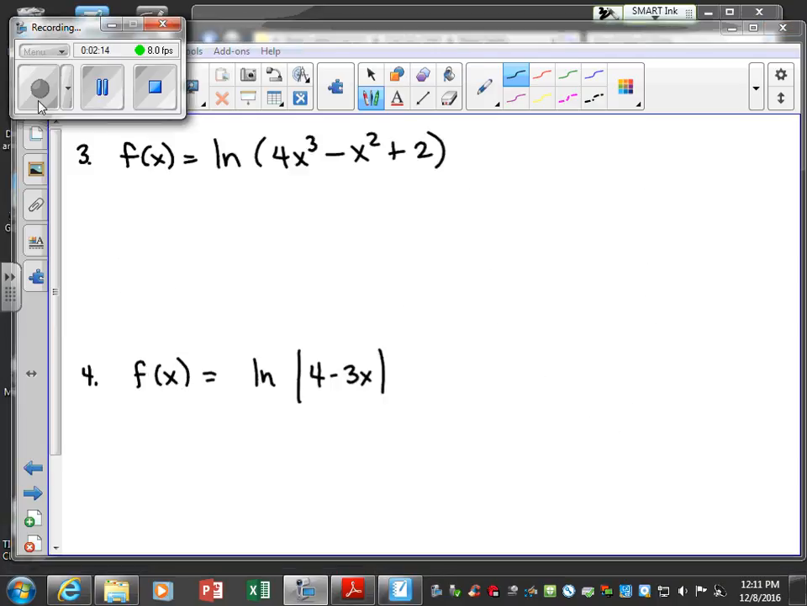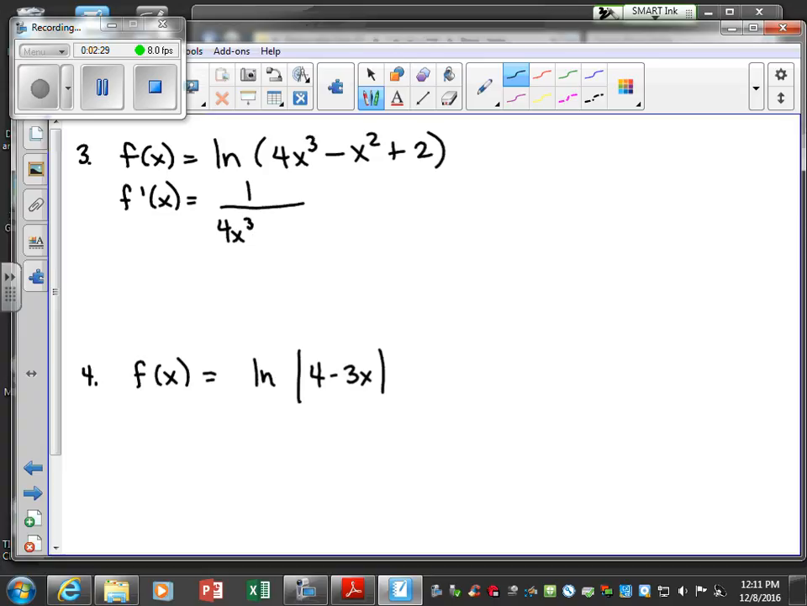All right, 2 more examples for you to try. The only thing we did is we're changing what u is, but it doesn't change anything that we calculate. So f prime of x, and pause this if you want to try it on your own first. So 1 over u times the derivative of that term.